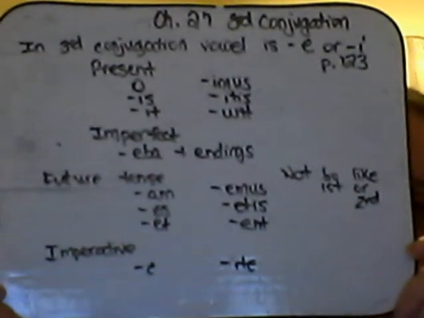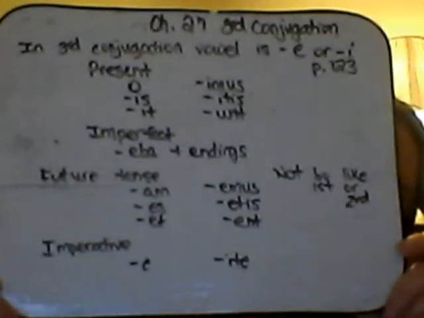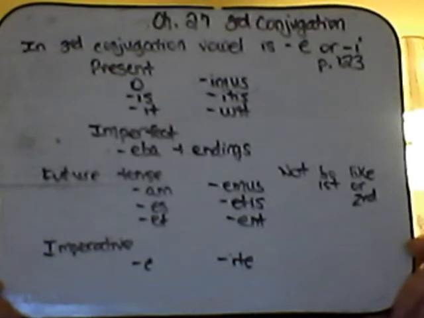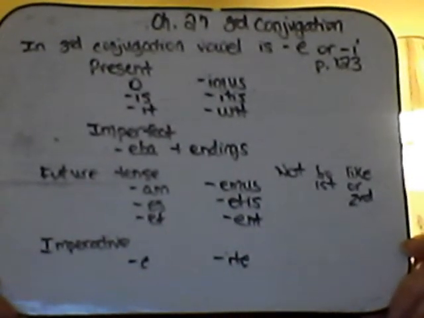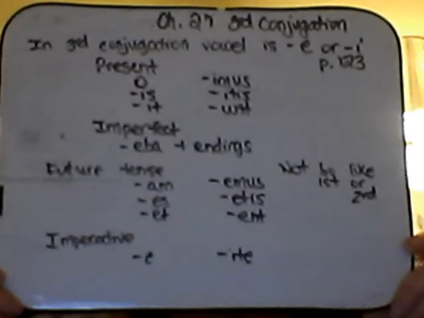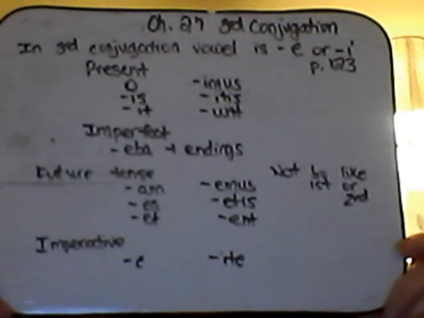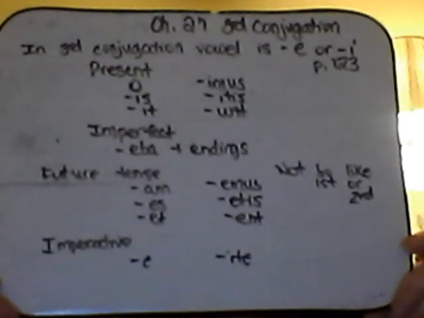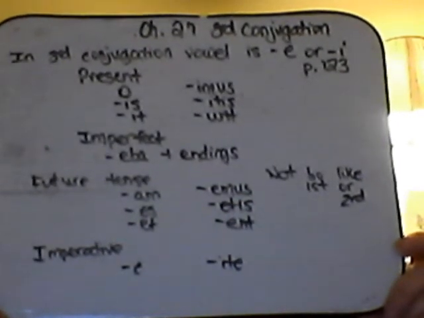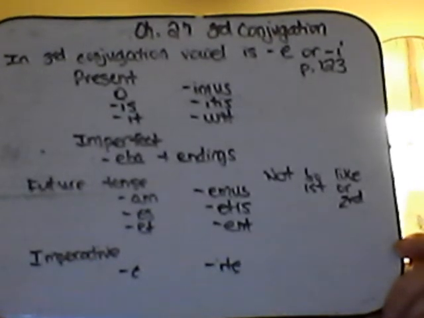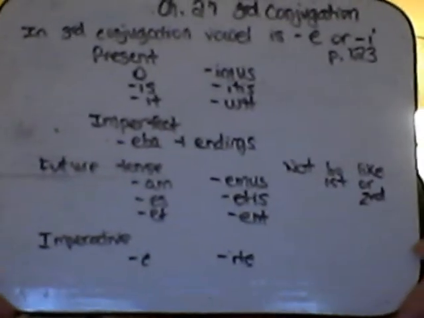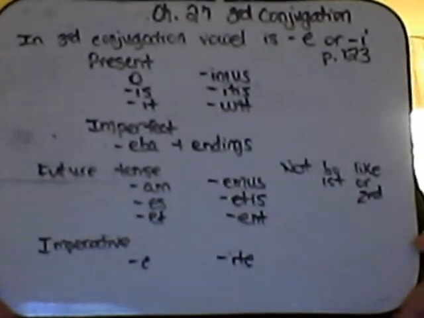And that's a summary of how the endings look. On page 123, there's an example with rego, regere, rexi. The present is rego, regis, regit, regimus, regitis, regunt. The imperfect is regebam, regebas, regebat, regebamus, regebatis, regebant. Rego means rule, so that'd be I was ruling, you were ruling, he was ruling, etc. The future would be regam, you shall rule, reges, you will rule, reget, he will rule, regemus, we shall rule.